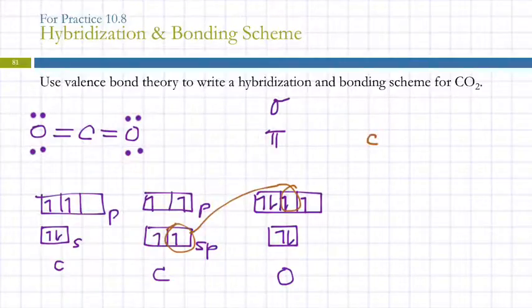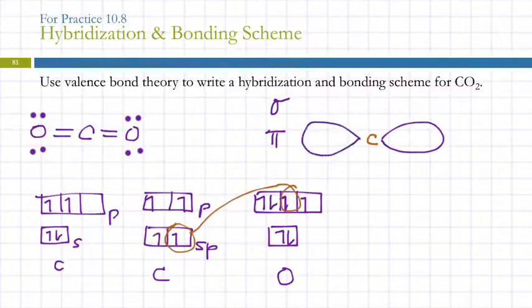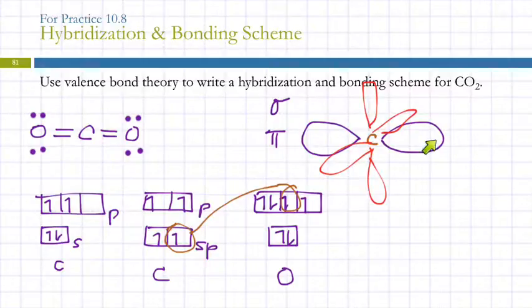So here's carbon, and here's, ooh, I should make that purple. Here's an sp, and here's an sp. And then it also has 2 p orbitals that are unhybridized. It's got 1 up and down, and 1 coming in and out of the screen. So it's going to overlap with oxygen on this side and oxygen on that side.